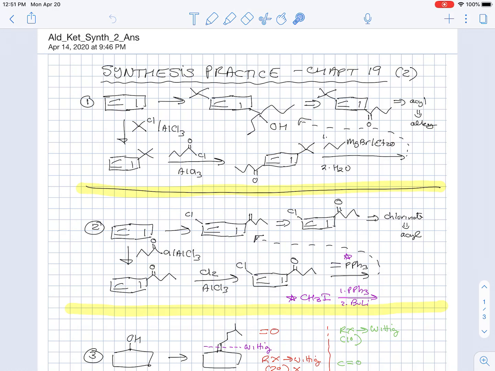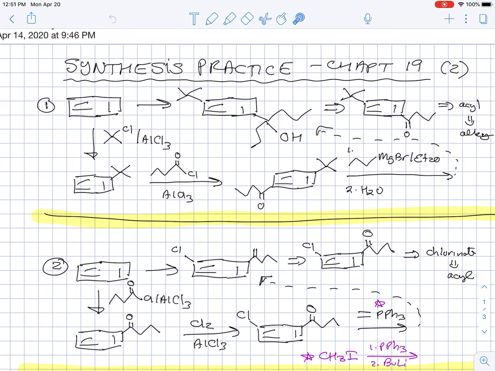Here's some synthesis practice, mostly taken from the second half of chapter 19. In this first one, we're trying to take benzene and convert it into this para-disubstituted compound. If we look at the compound we're trying to make, we have no way of directly attaching this particular tertiary alcohol to the benzene ring, but we could do this by acylating and then doing a Grignard on this to make that.